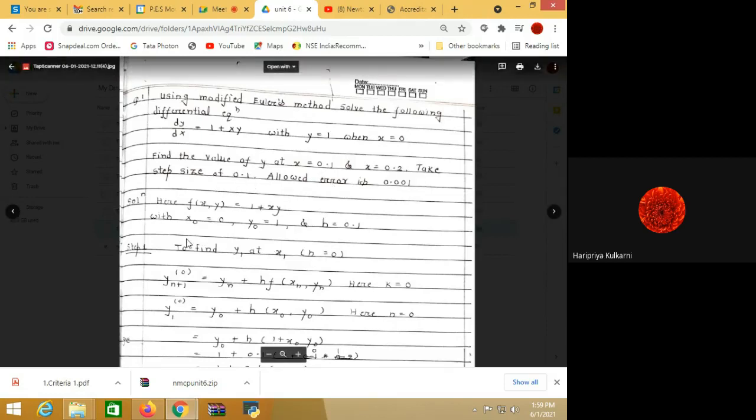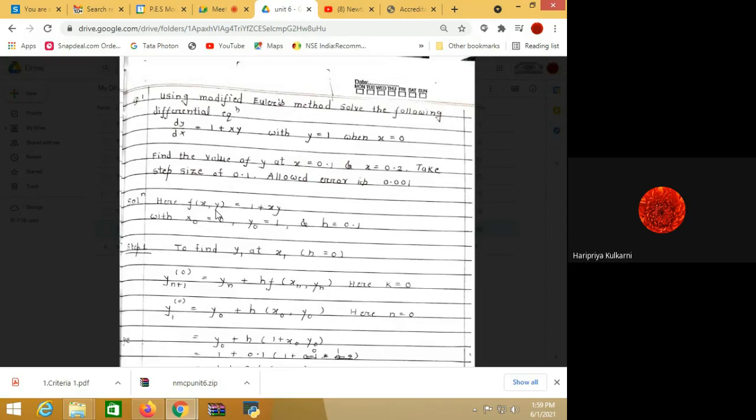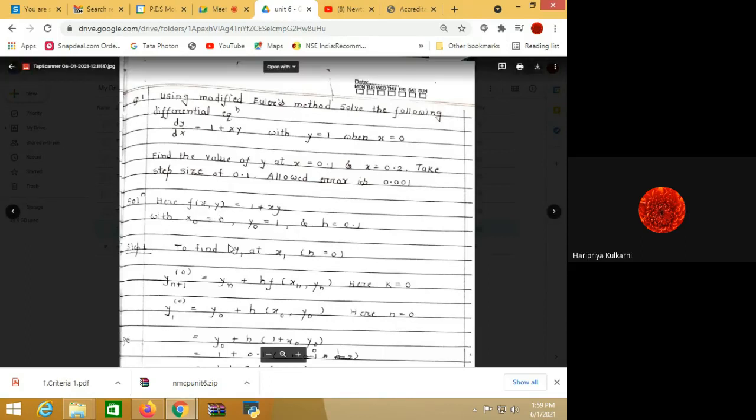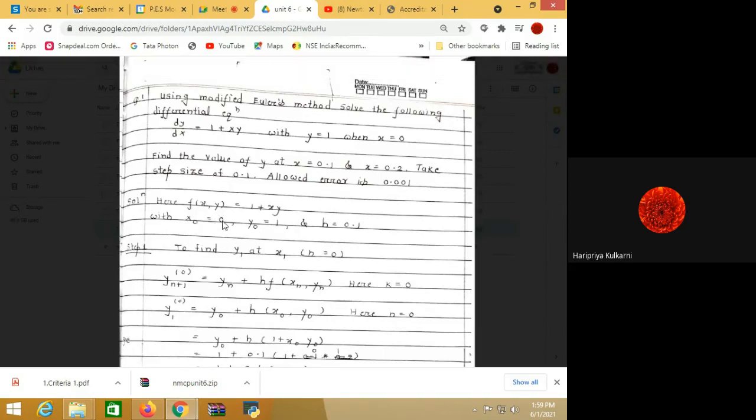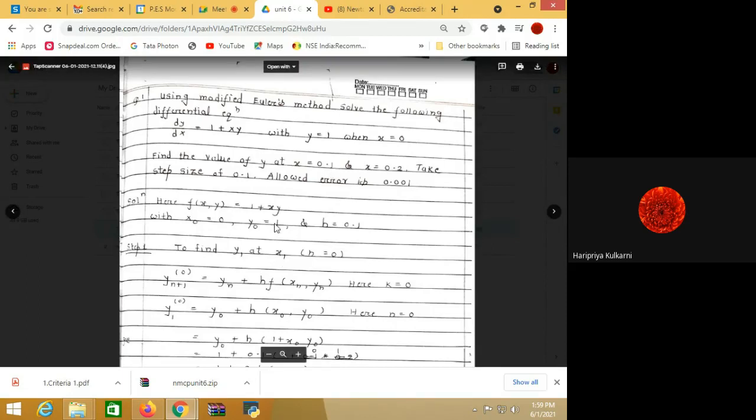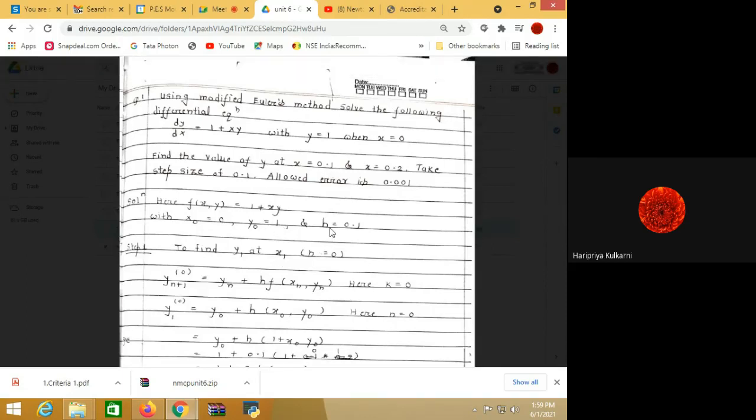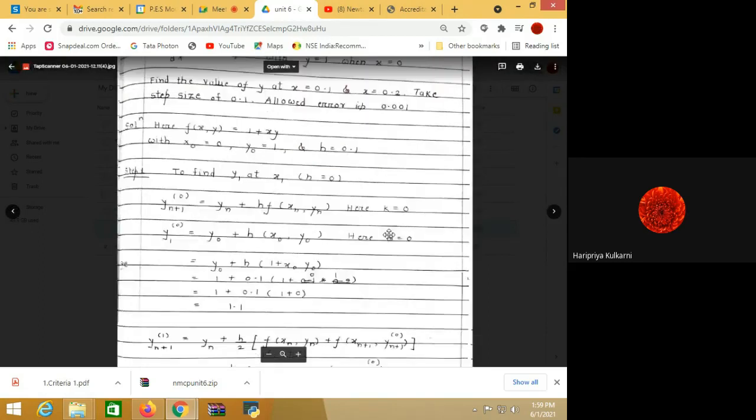So see here, f of x, y is given to us, which is 1 plus xy. The initial condition x0 is given to us as 0. At that time y is 1, so y0 is 1. The step size is given to us, which is 0.1. So let us find it out.